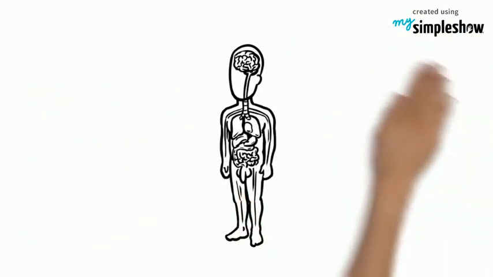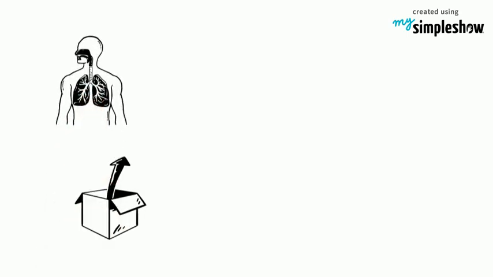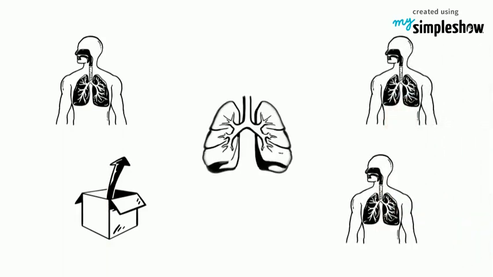Anatomy. The respiratory system generally consists of upper and lower respiratory structures. Upper respiratory includes nasal passages, pharynx and associated structures. Lower respiratory includes larynx, trachea, bronchi, bronchioles, alveoli.